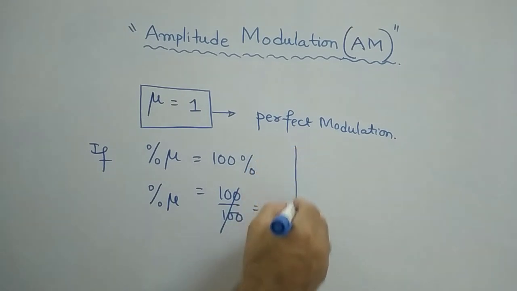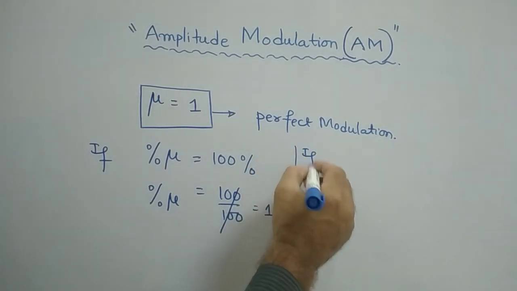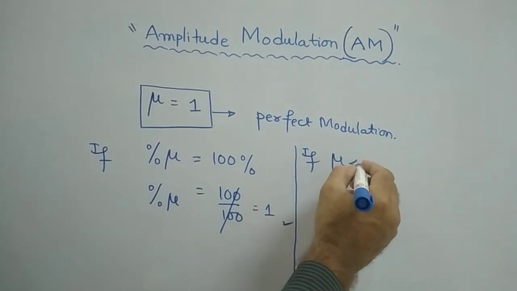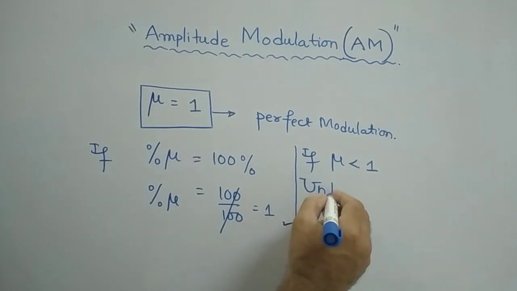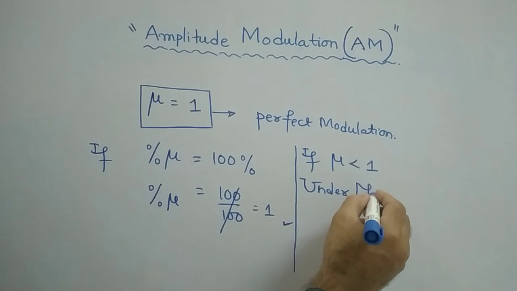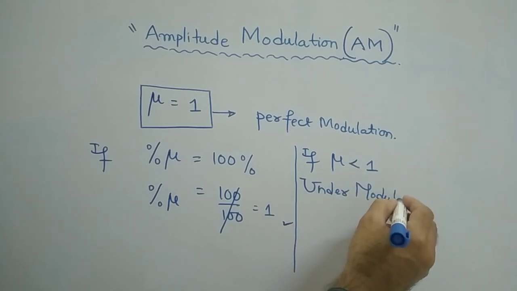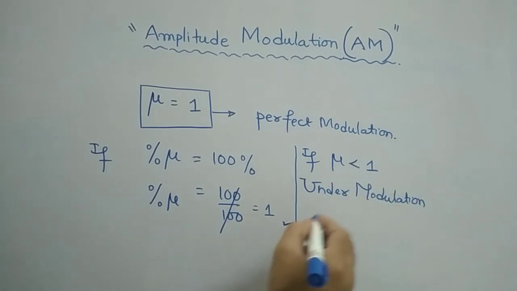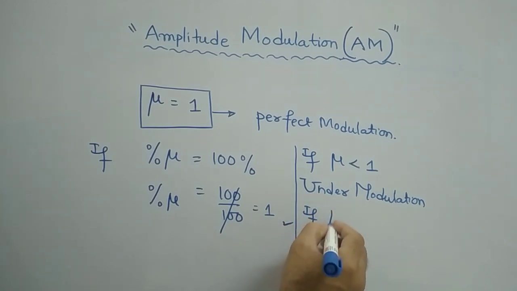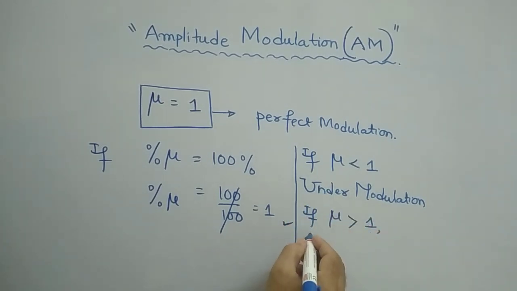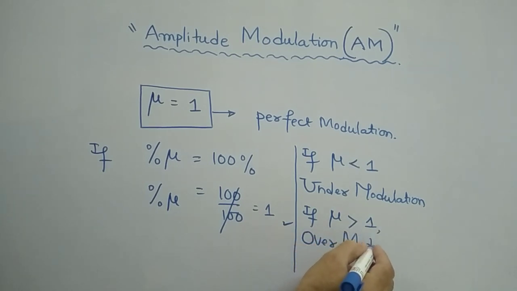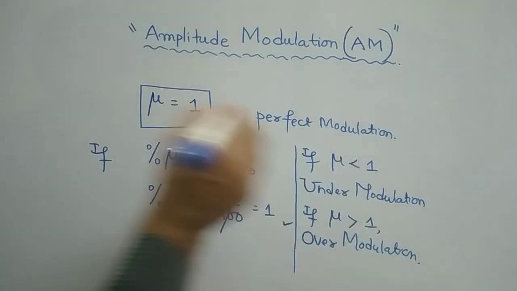Similarly, if mu is less than 1, that is called under modulation, right? And if mu is greater than 1, then it is called over modulation. Therefore, we have 3 classifications of modulation.